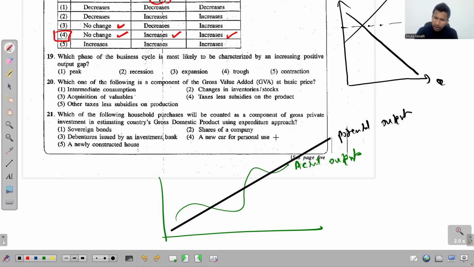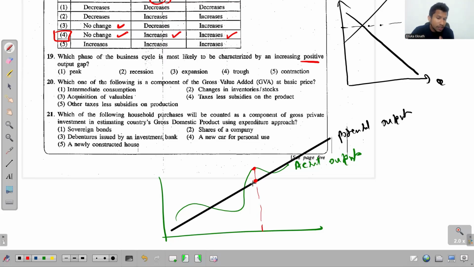The positive output gap is the positive value between the actual output and the potential output. So there was a connection issue. I was just explaining that this positive output gap is simply the positive gap between the actual output and the potential output. So I was showing this region. See, at this point, what happens? The actual output is higher than the potential output, right? Actual output is higher than the potential output.